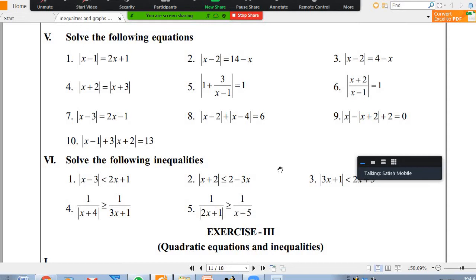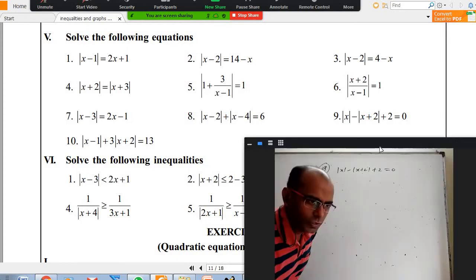Seventh one we are done. Ninth one: mod x minus mod x plus 2 equal to 0. Okay, 8, 9, 10, all three of them.